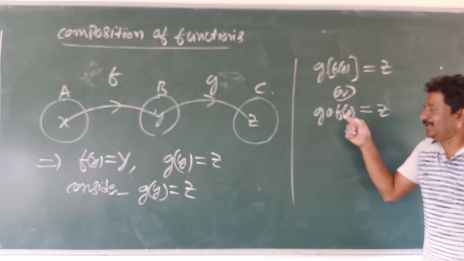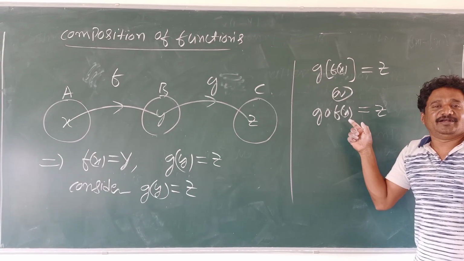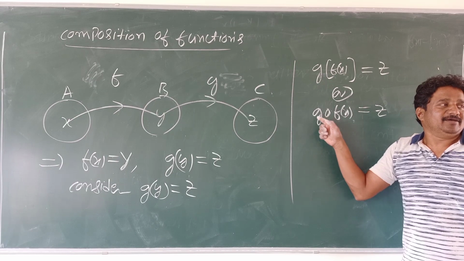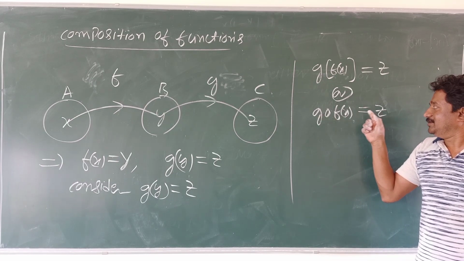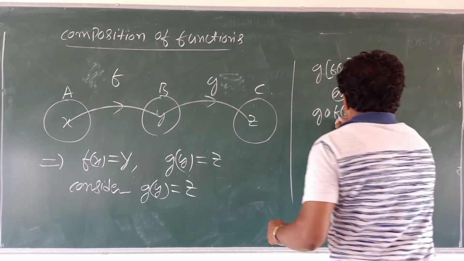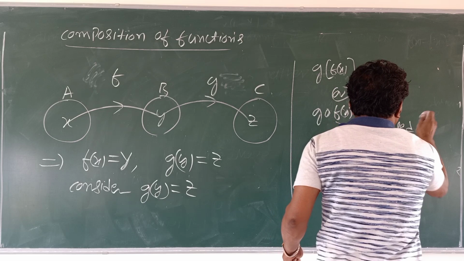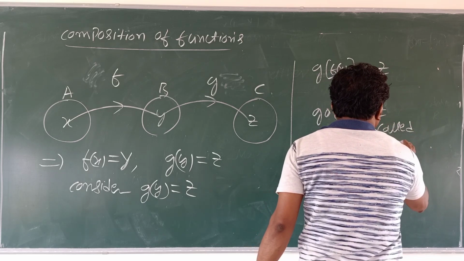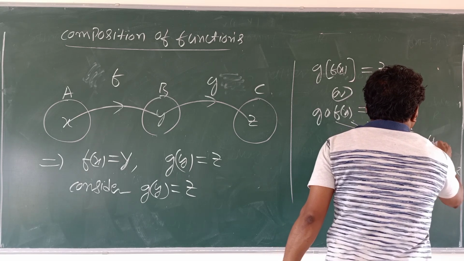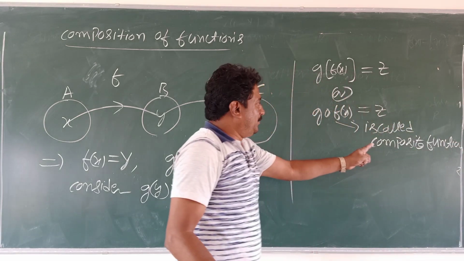Right? G circle f. You read this as g circle f or directly g of f. How do you read that? g of f(x) is equal to what? Z. It is called a composite function. Composite function is called what? Composite function.